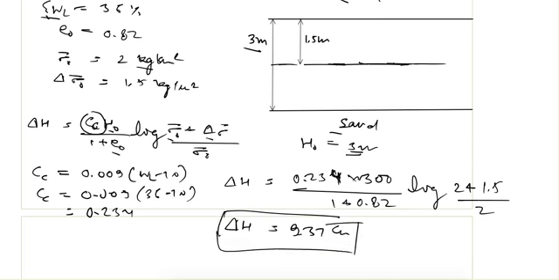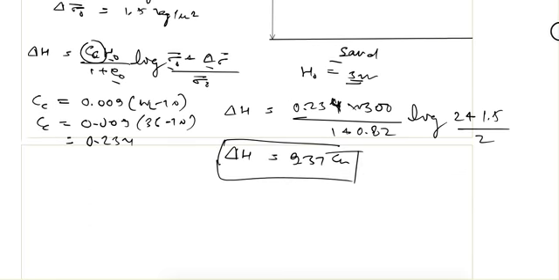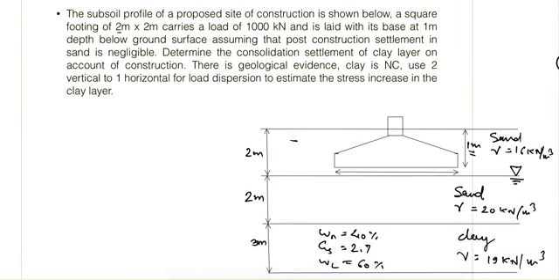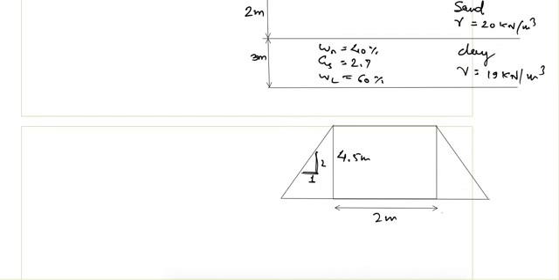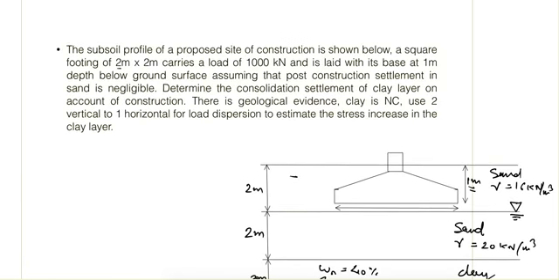This is a very easy question. And after that, let's see another. This is a very good question because it has this load dispersion. So let's understand that. The question is, the subsoil profile of a proposed site of a construction is shown.